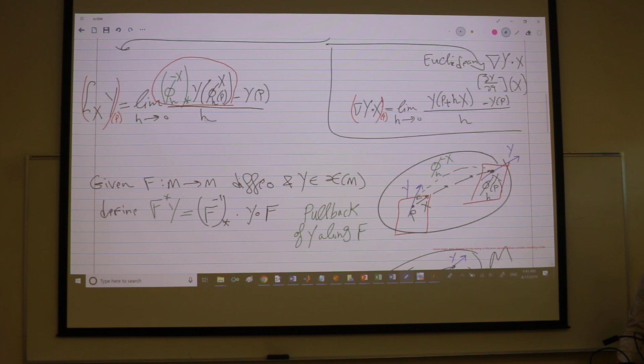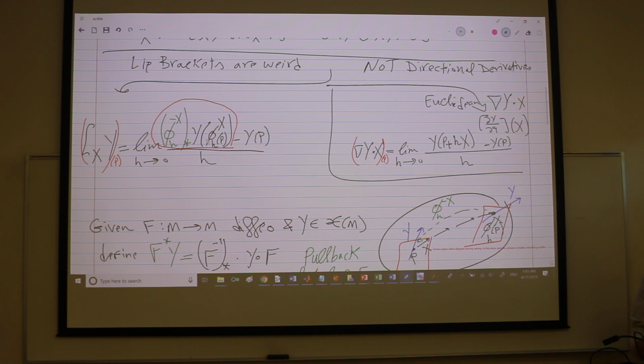So in this language, what is this guy? Pullback of y along the flow. Very good. This is the pullback of y along what map? It's the flow of x. We will encounter this a lot. So this is phi h x star y. Okay?